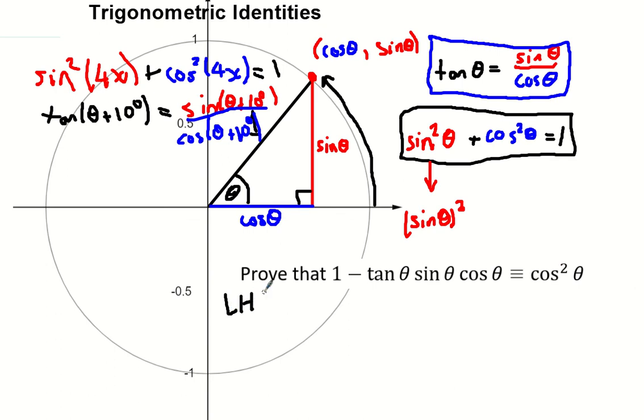Where I can, I'm going to apply my two identities, and it will hopefully simplify to what's on the right-hand side. So the left side, it's 1 minus, okay, I've got a tan theta. Tan theta I can write as sine theta over cos theta, and that looks like it's going to go well with the sines and coses over here. So I'm going to write sine theta over cos theta. I'm going to leave the sine and the cos because of what's going to happen next.